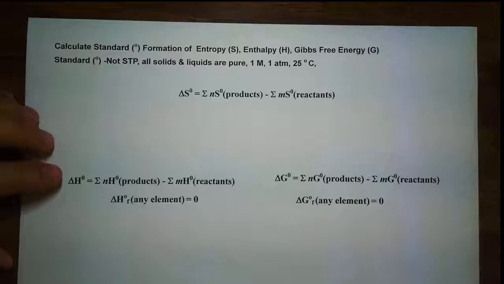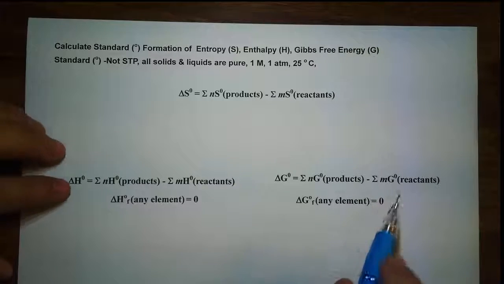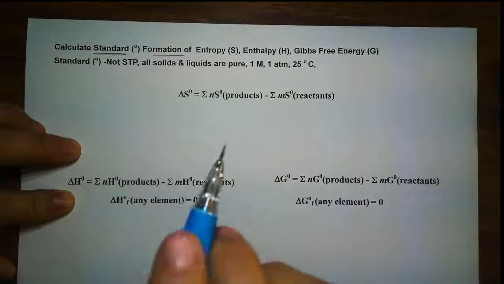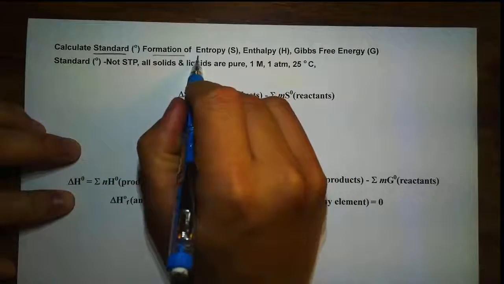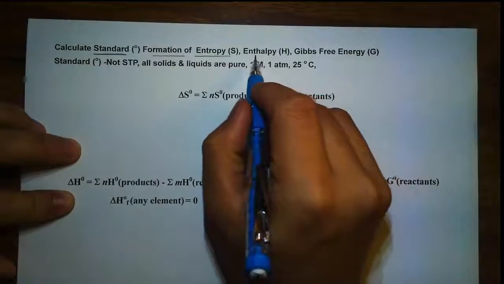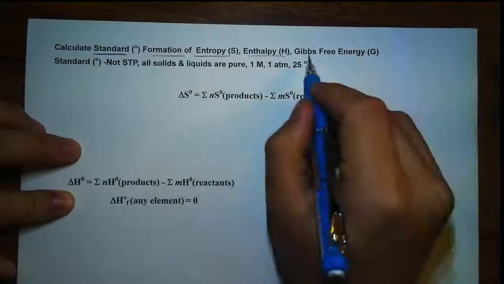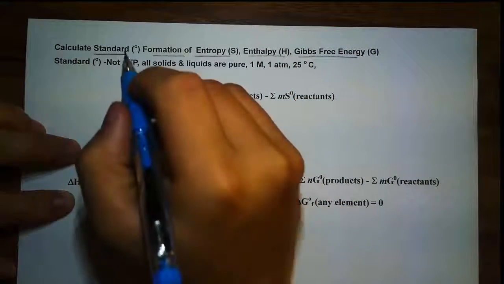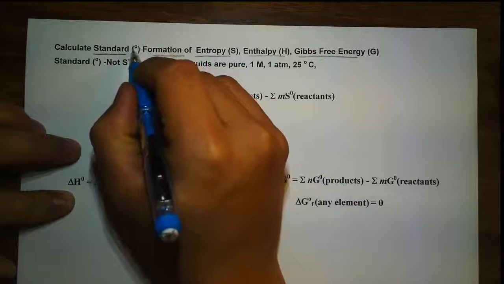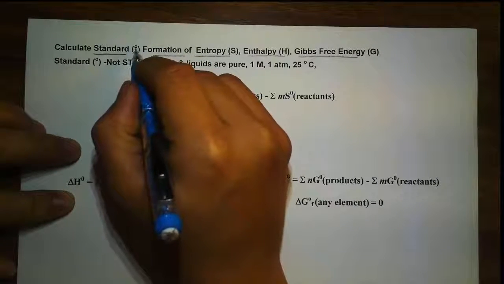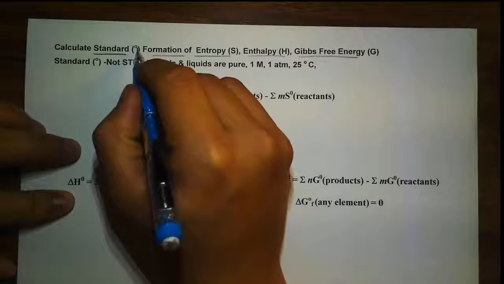In this lesson, we are going to learn how to calculate standard formation of a few things. First of all, we are going to look for the standard formation of entropy, and then enthalpy, and then Gibbs free energy. And notice how the term standard is represented by that superscript, okay?